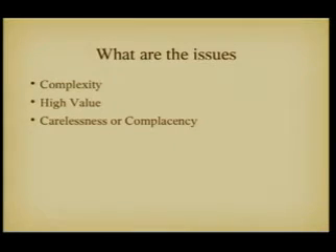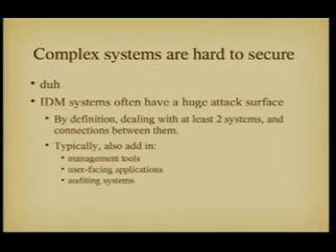So what are the issues? When we look at an identity management system, what are the issues that come up with regards to security? Complexity. Bruce Schneier said yesterday that complexity is the enemy of security, or something like that. Don't quote me directly, but I think that's what he said. Basically, if you have any big complex system, it's going to be pretty difficult to secure it. And identity management systems are usually very complex.